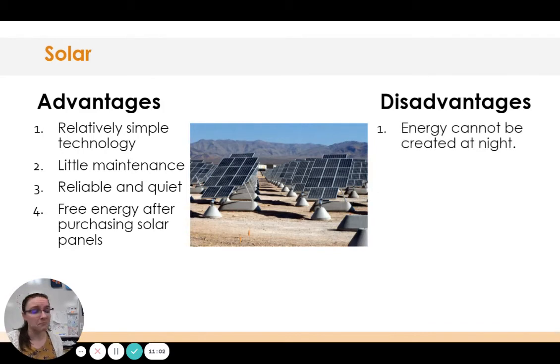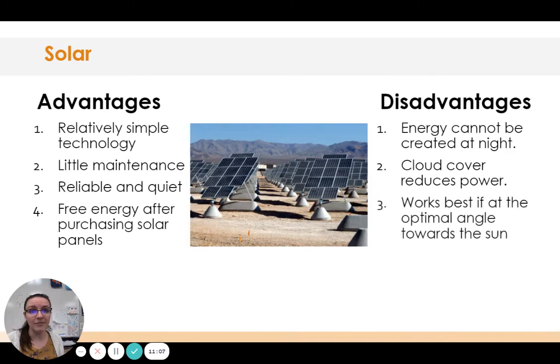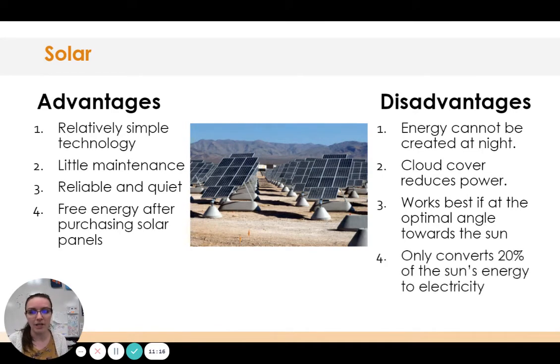Some disadvantages, you're not creating energy at night. Clouds can reduce the amount of power you get, and it really works best if you're at a particular angle to the sun, and as the sun moves, that angle is going to change.